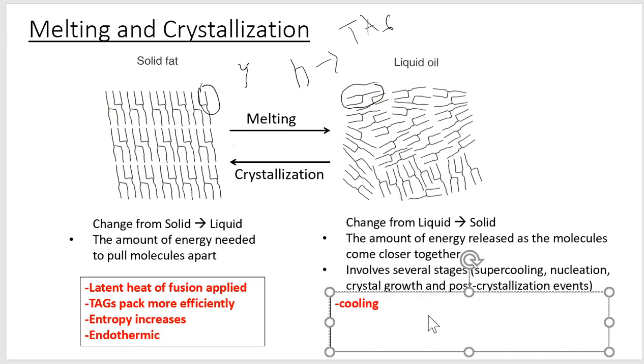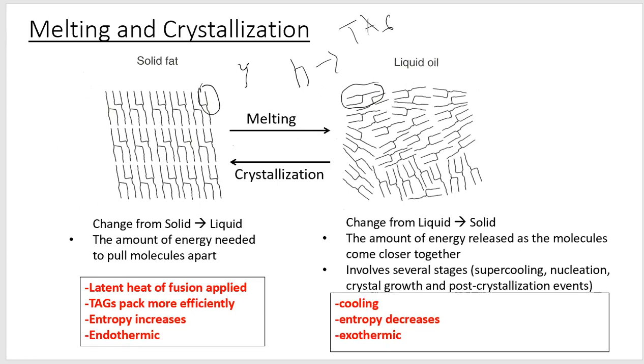So what happens to entropy? In this case, entropy decreases. Entropy of the system decreases. And this transition is exothermic. It's a liquid to solid transition. It's exothermic because energy is released as the molecules come closer together. So these are the two important behaviors of lipids in foods. They affect the textural and sensorial properties. They affect the taste. The crystallization of lipids is more complex compared to melting. It involves a number of stages like supercooling, nucleation, crystal growth, and some post-crystallization events we will see later in the other slides.